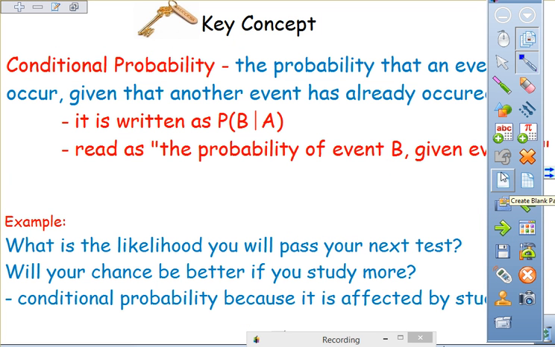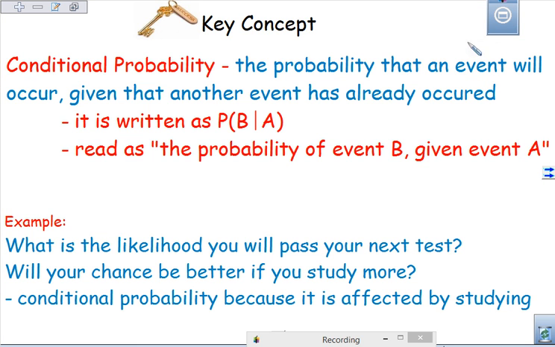So our key concept is conditional probability is the probability that an event will occur given that another event has already occurred. And it is written as P(B|A), the probability of B given A. So this symbol right here means given. And it is read as the probability of B given event A already occurred.